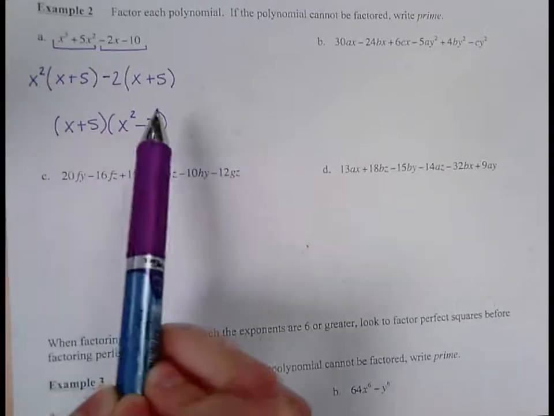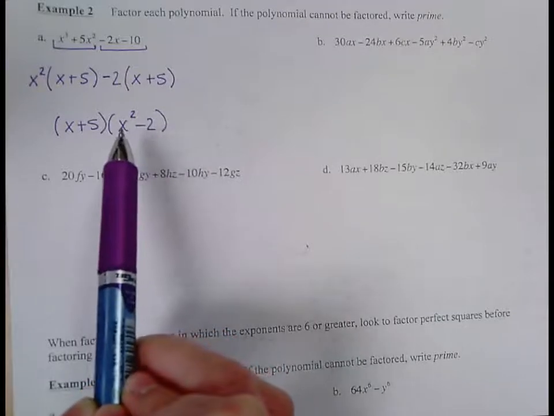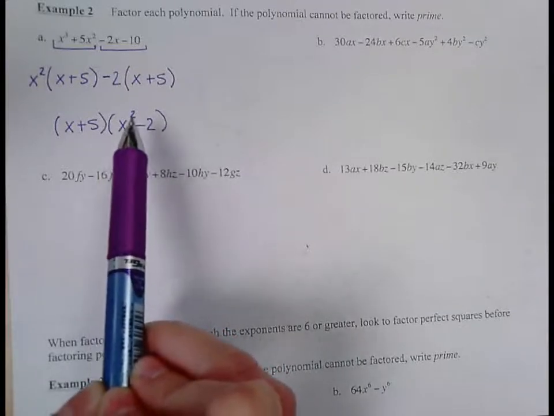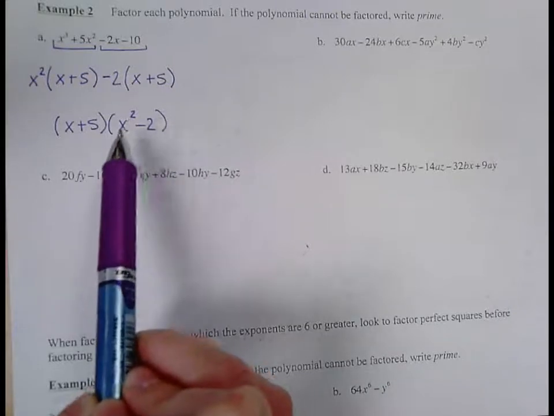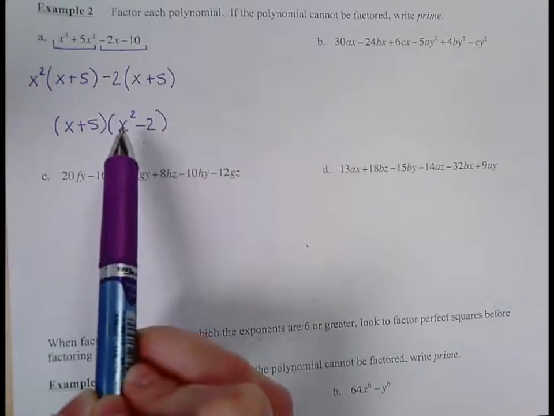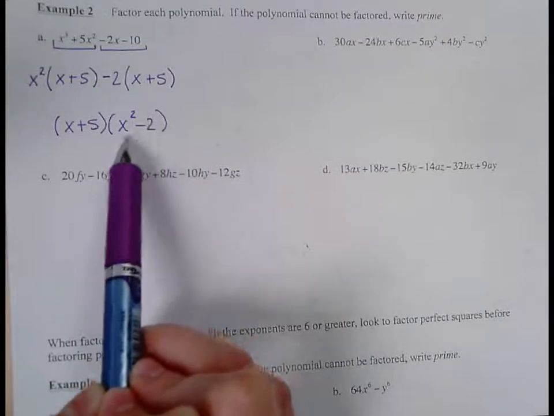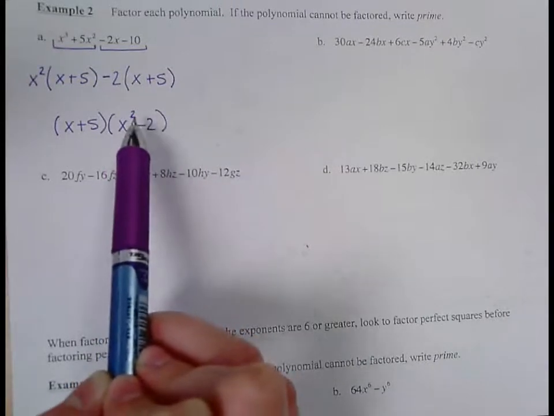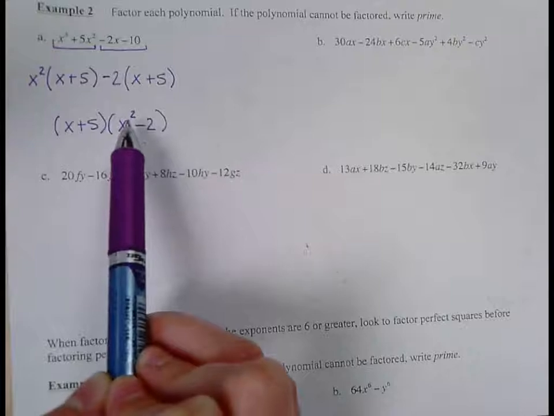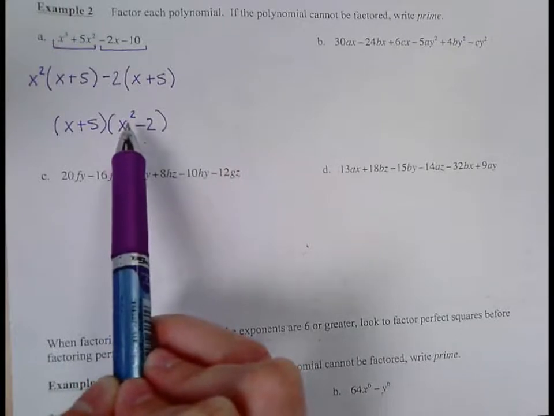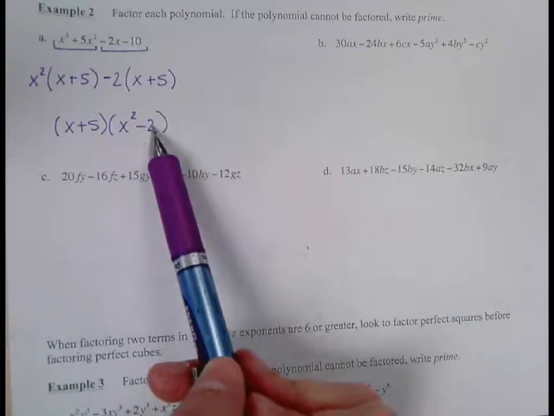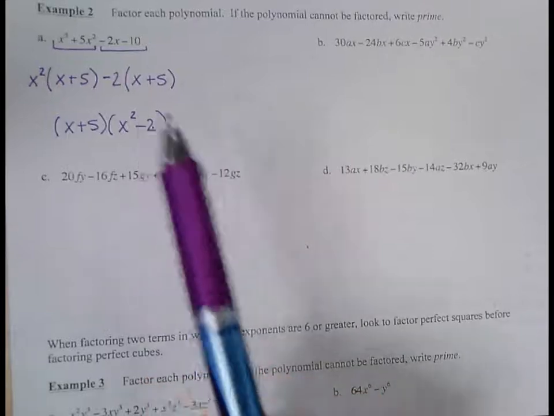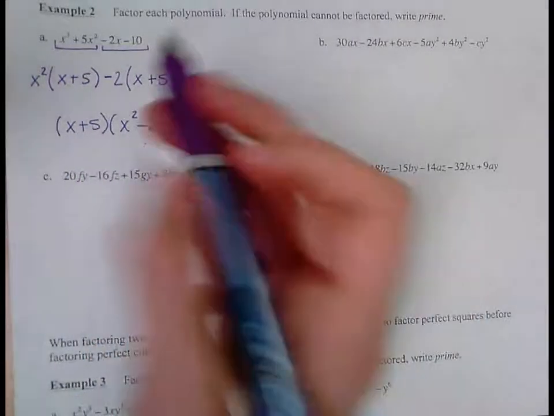That one is done. The second one, though, what sticks out to me is that it's an x squared. So when I have two terms, and the first one is an x squared, that's a perfect square, this could be a difference of squares. And if it is, I would have to factor it further. If it's not, I'm done. So since x squared is a perfect square, I would have to check, is 2 a perfect square? No. So this actually is fully factored.